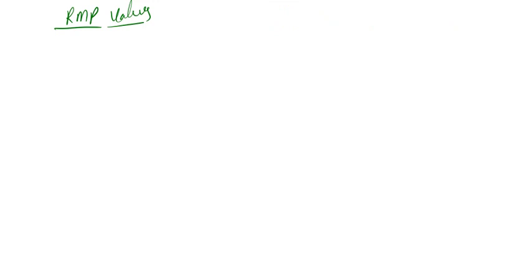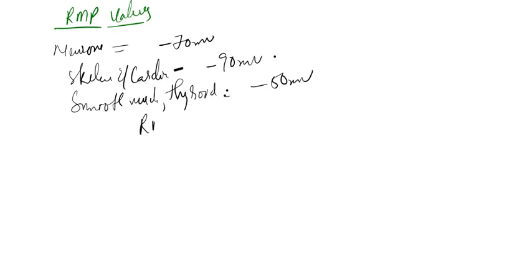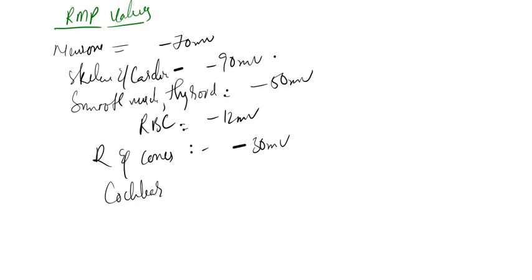Okay. So the RMP values, we will just note down some things. Neurons, what is the RMP value? That is minus 70 millivolts. Now if you ask me skeletal and cardiac muscle, what is the RMP value? That is minus 90 millivolts. Now the smooth muscle and thyroid, that is minus 50 millivolts. Now if you ask me about RBC, that is minus 12 millivolts. Now rods and cones, what is the RMP value? That is minus 30 millivolts. Now we talk about cochlear hair cells. Who is this? Then it is minus 40 millivolts.